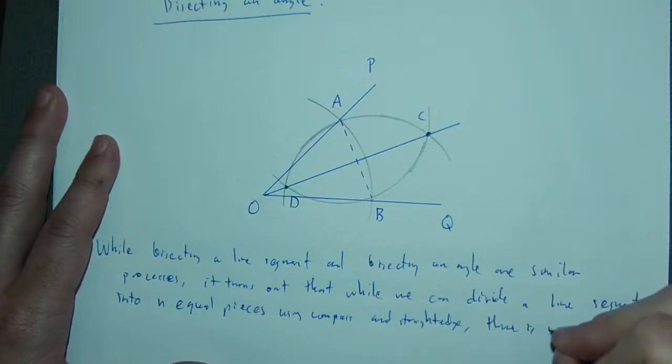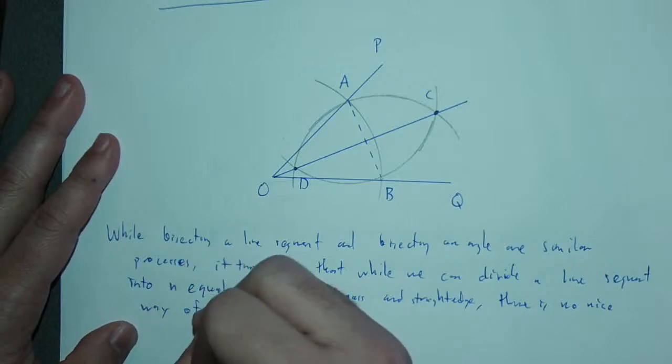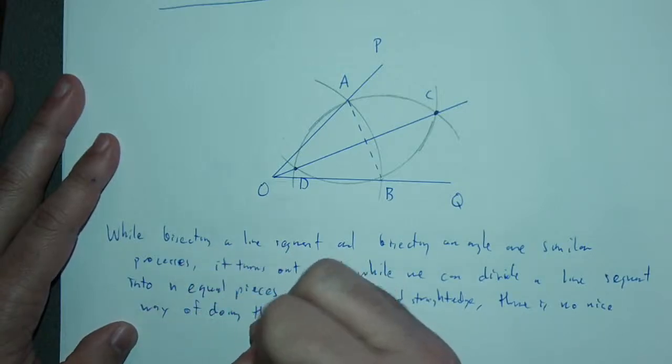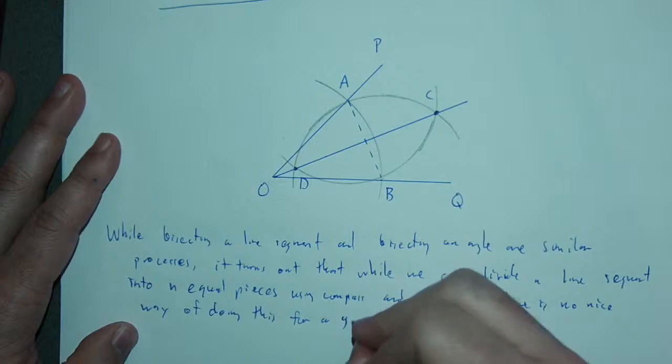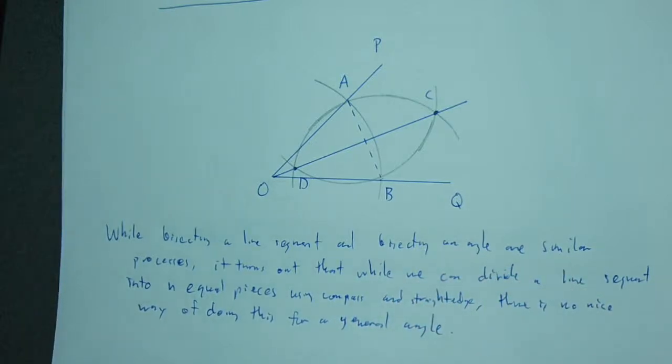There is no nice way of doing this for a general angle. In fact, can I even trisect an angle? Generally, the answer to that is no. Using compass and straight edge alone, it is not possible to trisect a general angle. So you can't even cut it into 3 equal pieces.